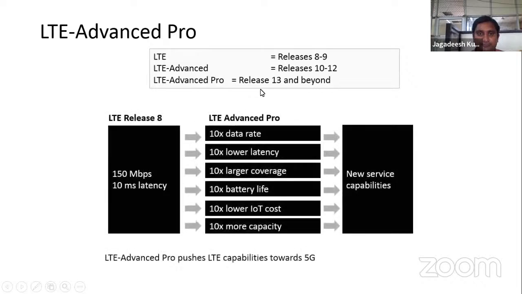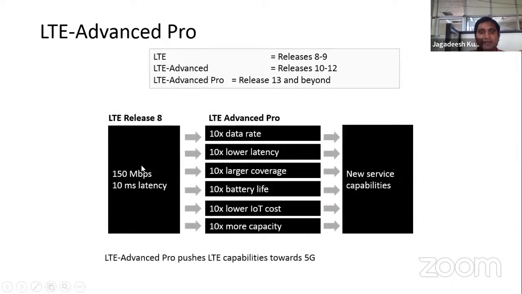So after this LTE, which is release 8, now we are going to the advanced version where we can improve our speeds: LTE Advanced, which is release 10, and LTE Advanced Pro, release 13 and beyond. So you can see here, in LTE, our normal 4G, we are getting around 150 Mbps with 10 milliseconds latency. Where we are going to this LTE Advanced Pro, the data rates improve by 10 times. Lower latency 10 times. Larger coverage will be 10 times.